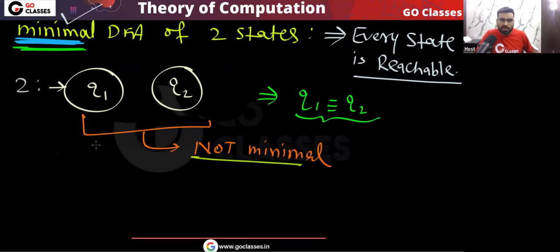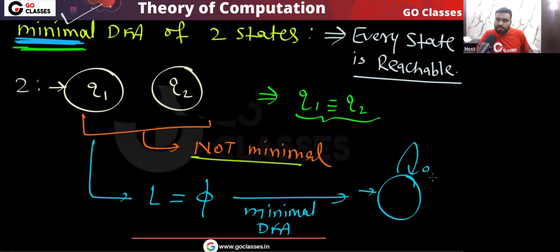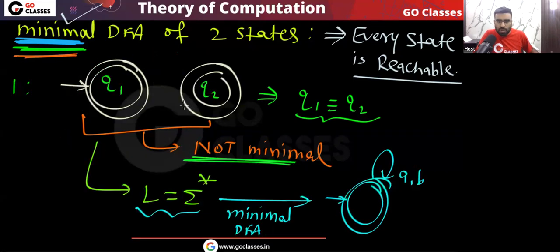Another logic: if both the states are non-final, then the language will be the empty language. For the empty language, the minimal DFA has a single state. So that is the reason that in a minimal DFA with two states, both the states cannot be non-final, and both cannot be final.